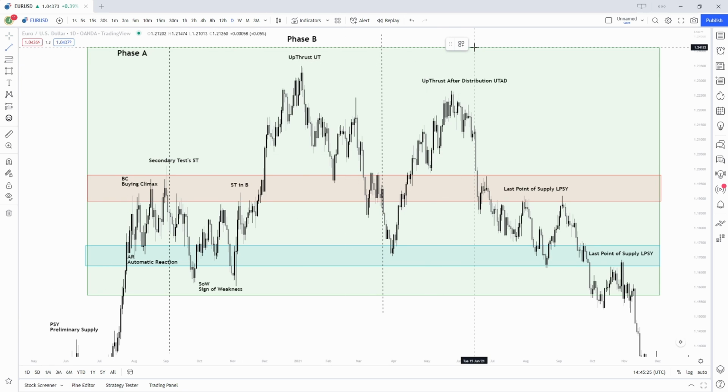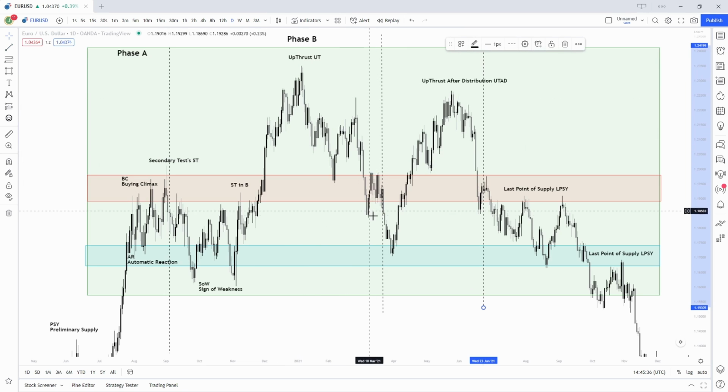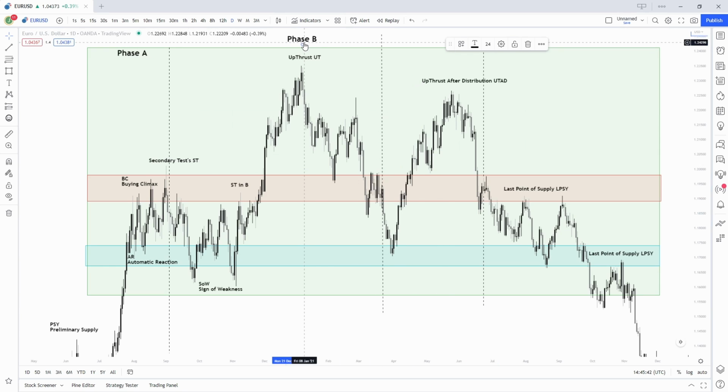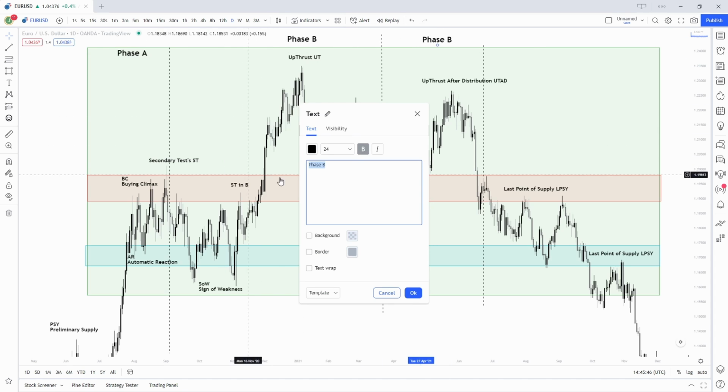Phase C is going to represent the UTAD. And if the UTAD was not present, as it is not always present in the market, it would represent the test. So imagine that price came down. We then tested this market before continuing lower. Phase C would simply represent that test. So we can now label this as phase C.